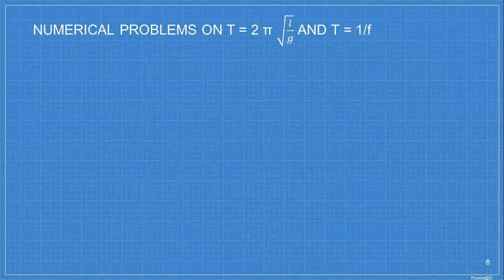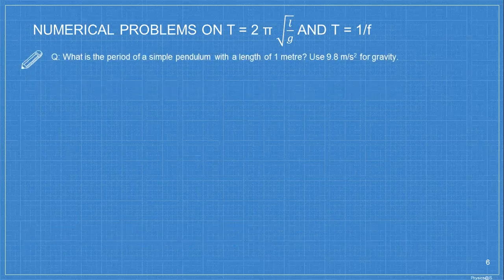Few numerical problems on the time period formula as well as the relationship between time period and frequency. Let's see the first one. The question reads, what is the period of a simple pendulum of length 1 meter? Use 9.8 meters per second square for gravity.